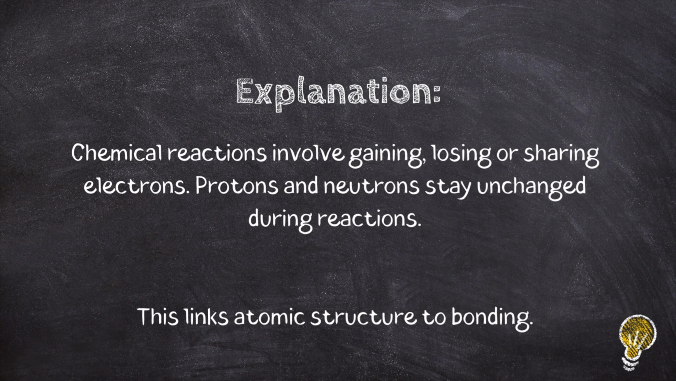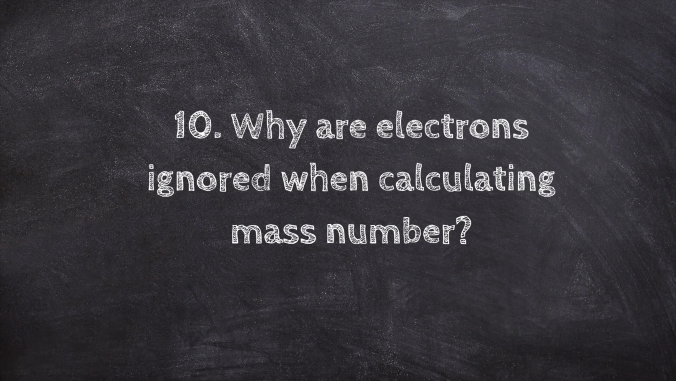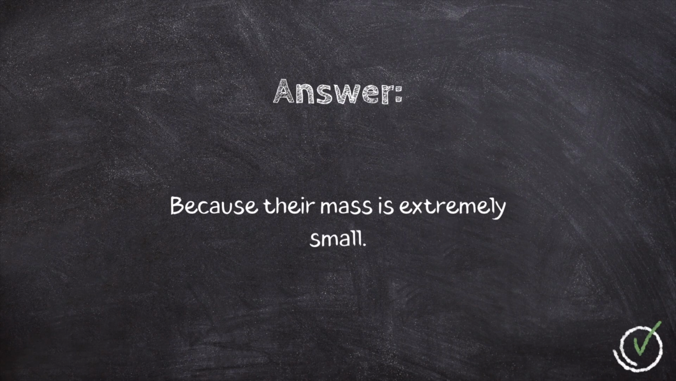Those outer shell electrons determine how reactive an element is, so atomic structure directly links to bonding, and bonding explains chemical behavior. Why are electrons ignored when calculating mass number? We know mass number counts particles in the nucleus, but why don't electrons matter? Electrons are ignored because their mass is extremely small, so small that it makes almost no difference to the total mass of the atom. But how small is small?